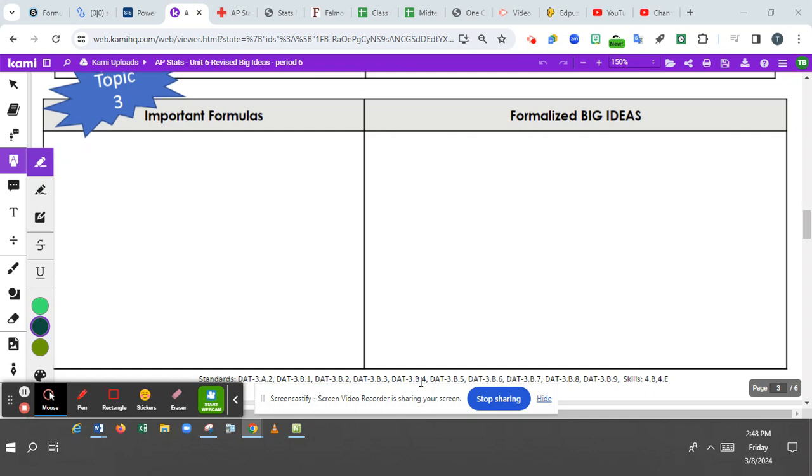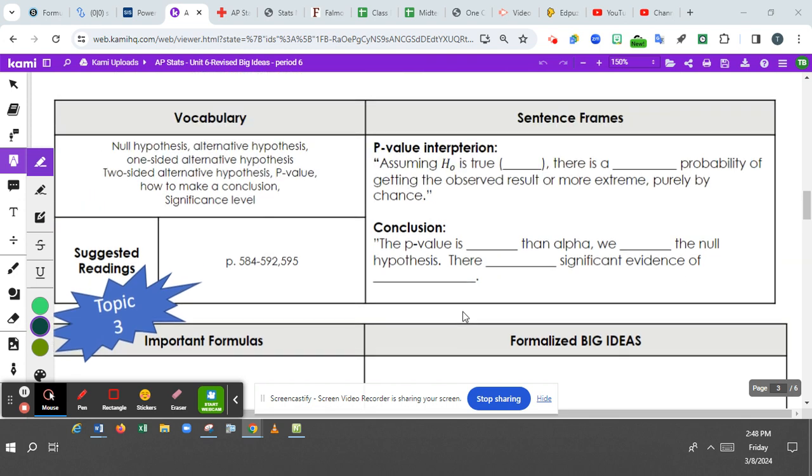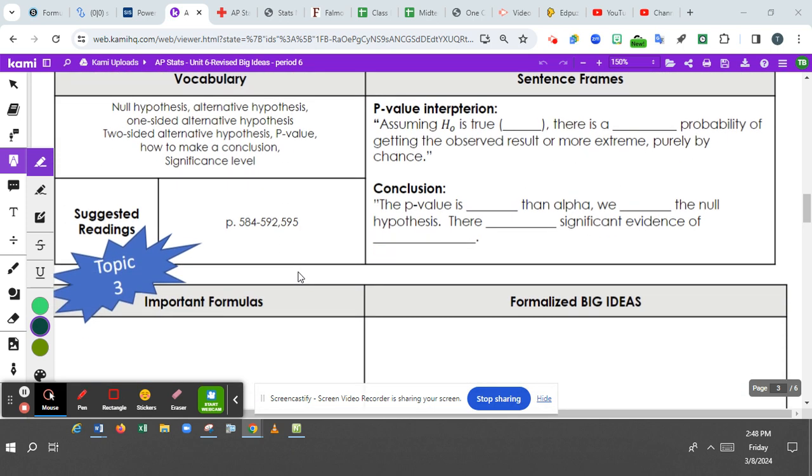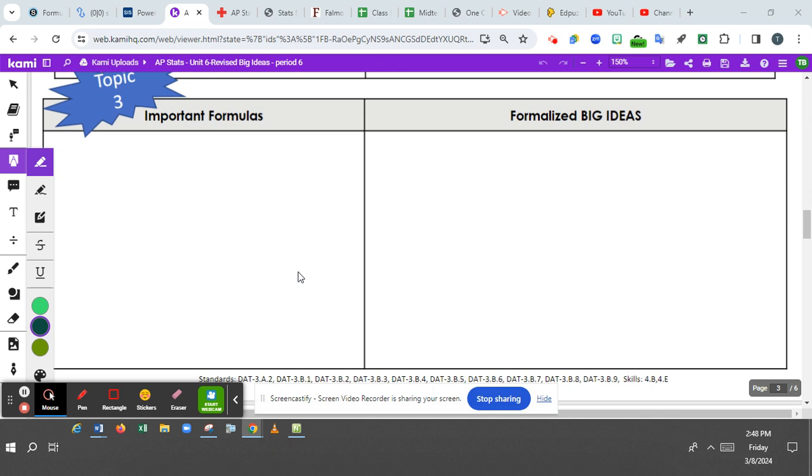Hey everyone. So remember, we are beginning the process of switching over from confidence intervals to hypothesis tests. And we are on topic 3 of your big ideas for Unit 6. And I want to take the time, you have your sentence frames, and we've already started to use these sentence frames over and over again. But I want to talk a little bit about this concept of one-sided and two-sided hypothesis, p-values, how to make a conclusion, and what's called a significance level.